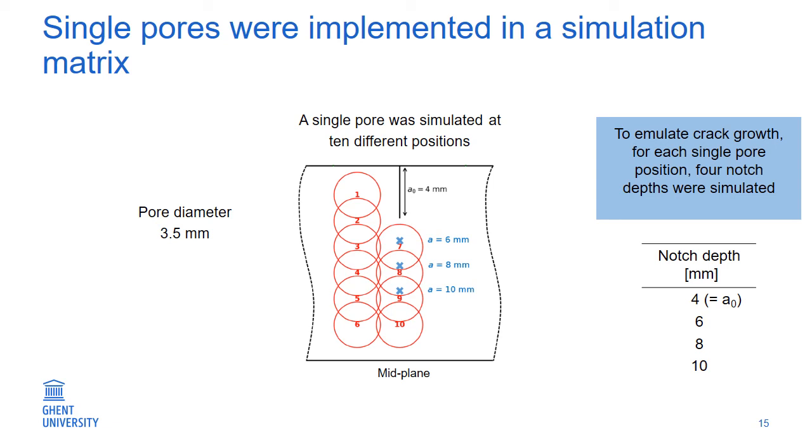All pores are located in the mid-plane with respect to the specimen thickness. Pores 1 to 6 and 10 are not touched by the notches used to emulate crack growth, which means that they wouldn't be visible on the fracture surface of the specimen, making their detection more difficult. Pores 7 to 9 are in the way of crack propagation emulated by the notches.